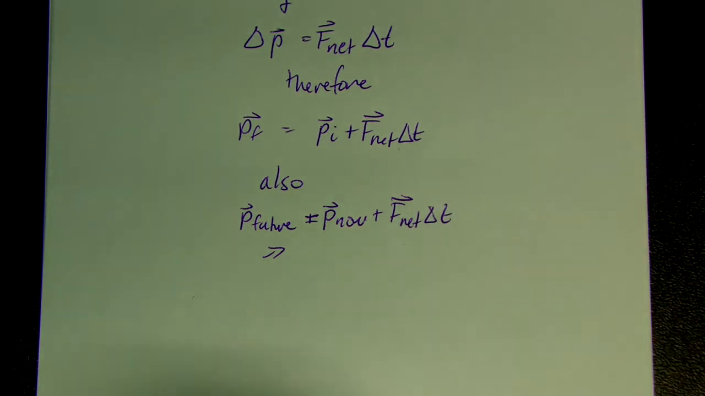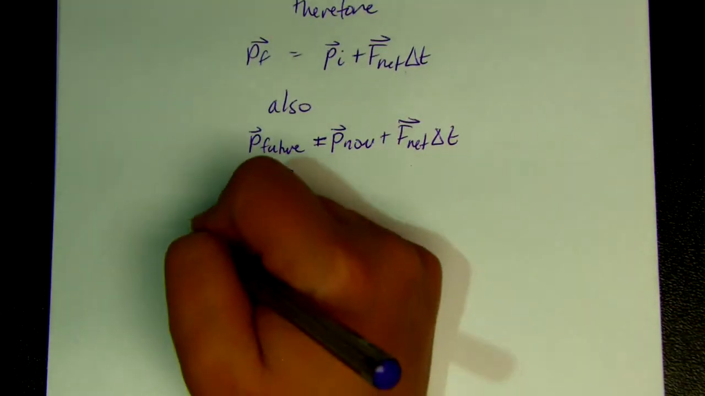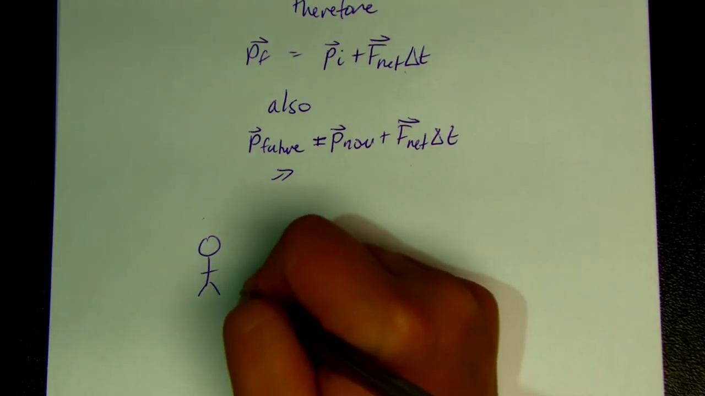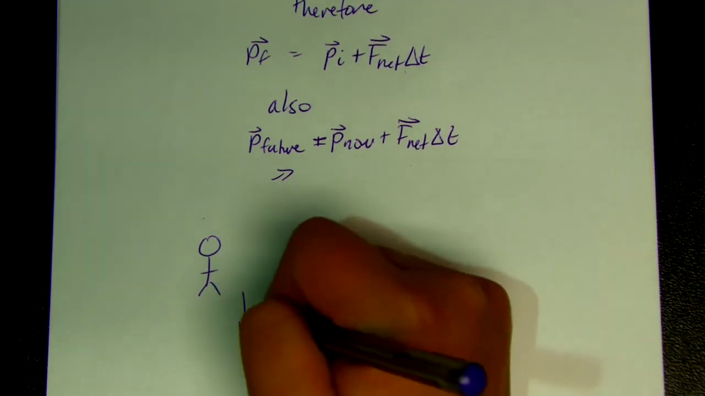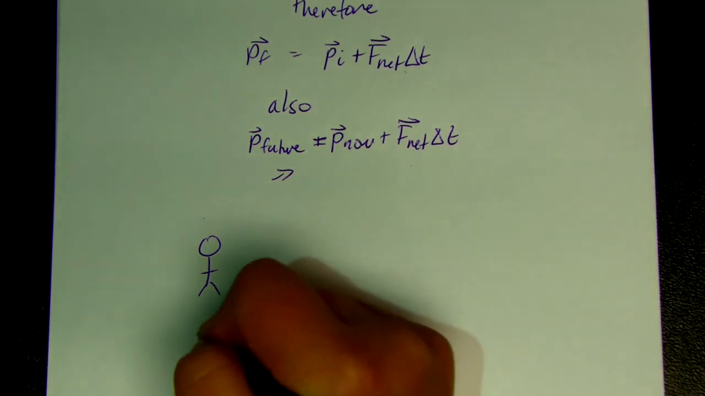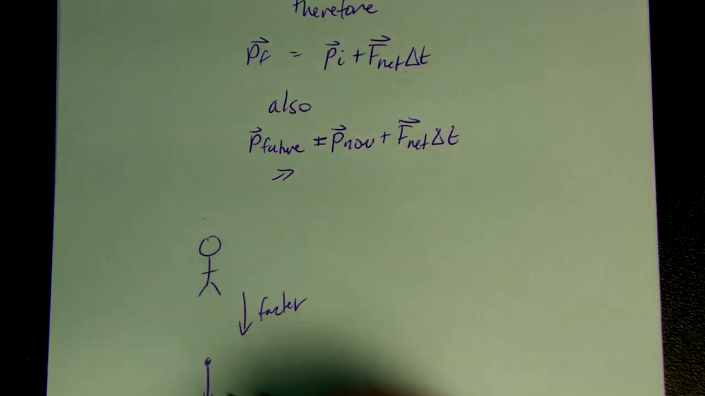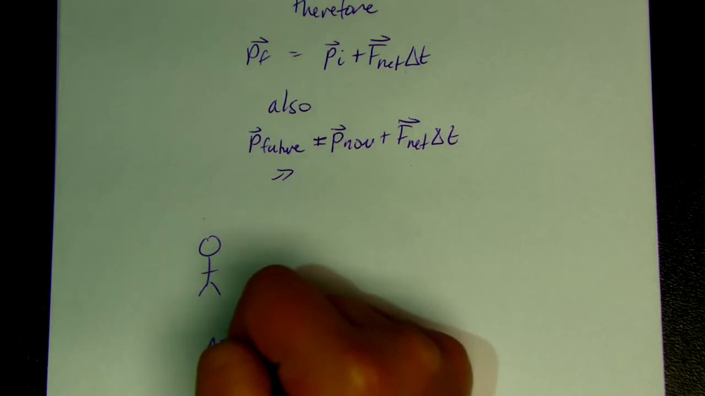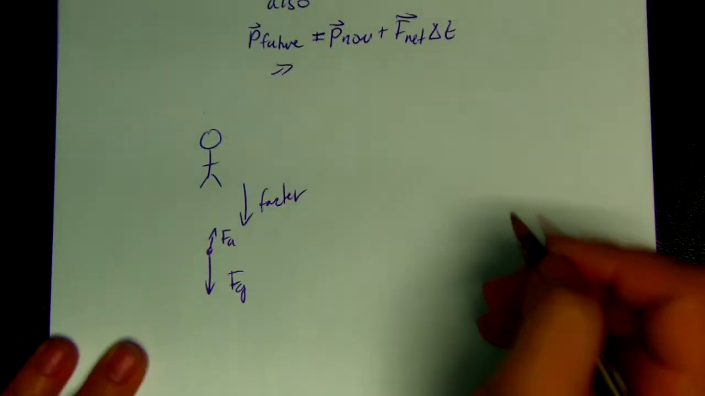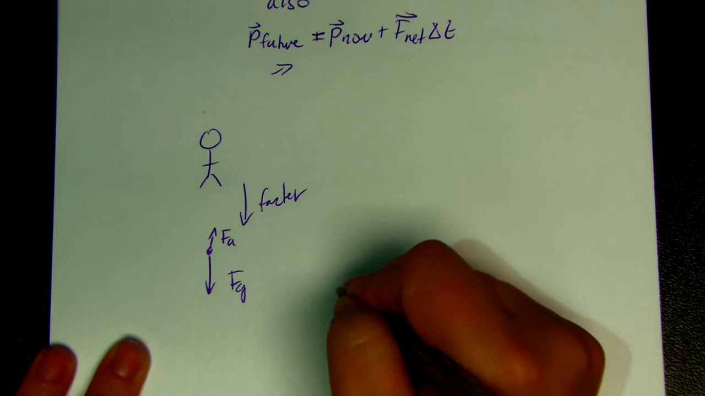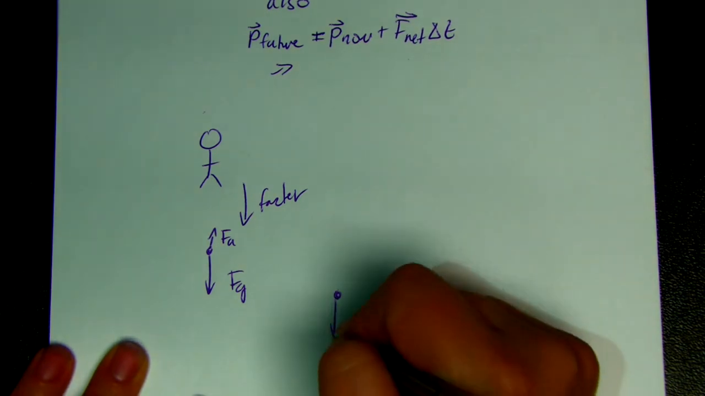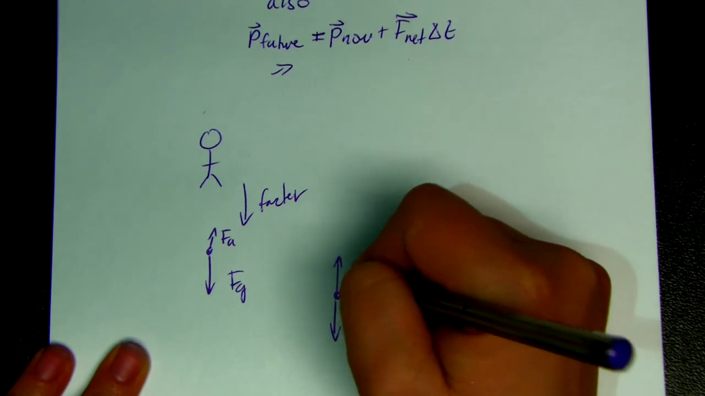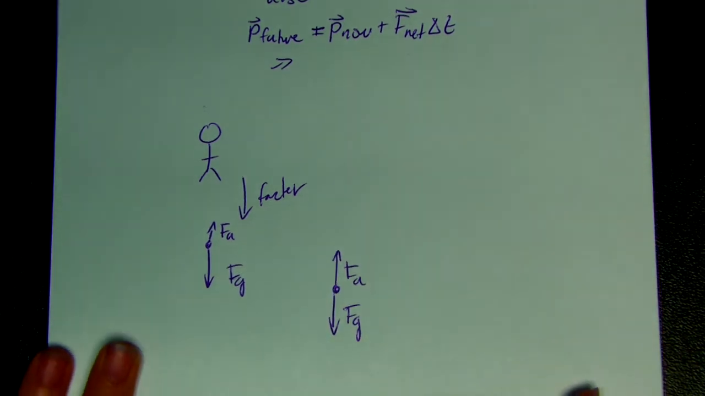Okay, so let's think through a situation. We have a skydiver who jumps out of an airplane. When they first jump out, they're going to be accelerating faster, and you're going to have the force of gravity pulling them down and a little bit of air resistance pushing back up. They continue to fall, and the force of gravity is still pulling them down with the same amount, and now air resistance is going to get a little bit larger.